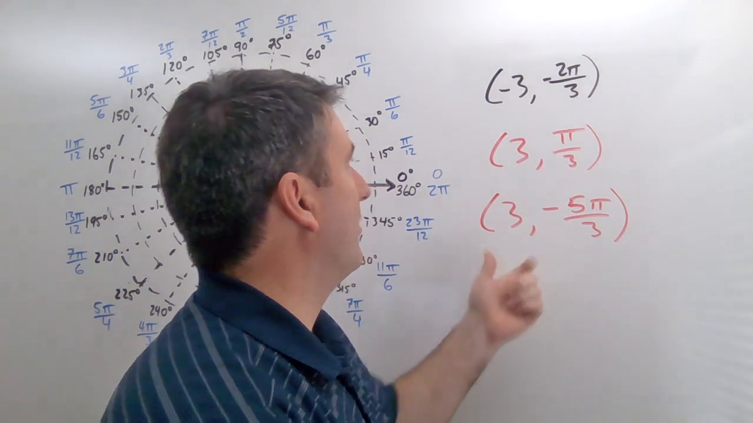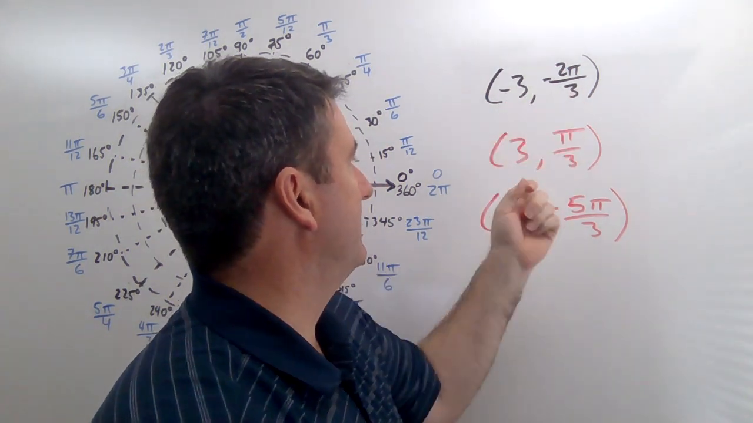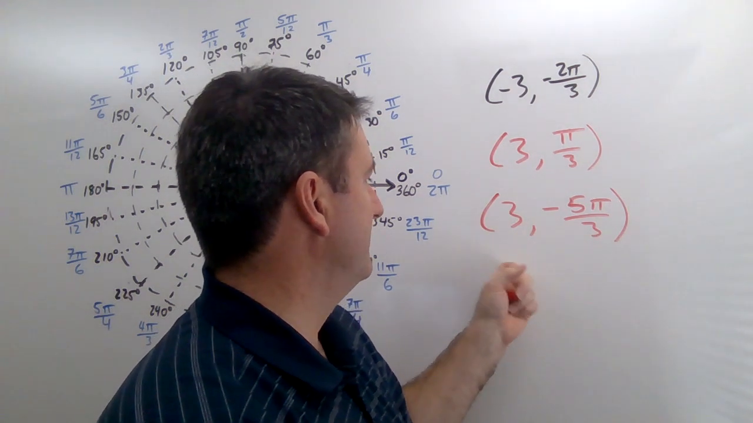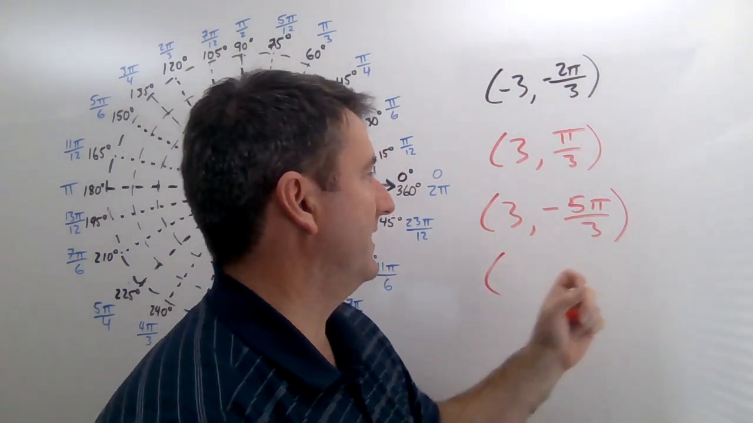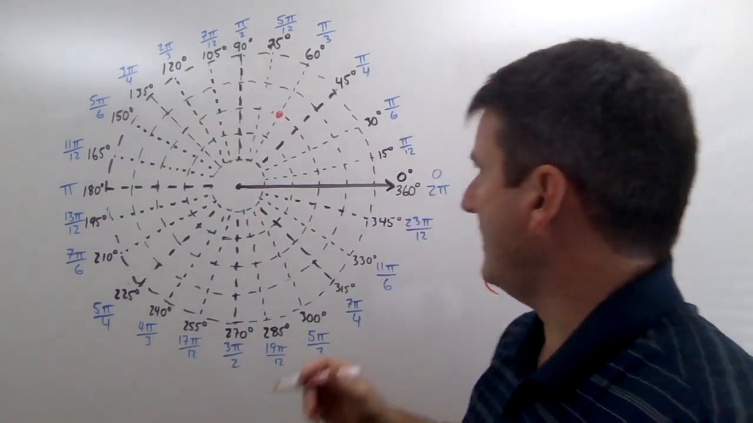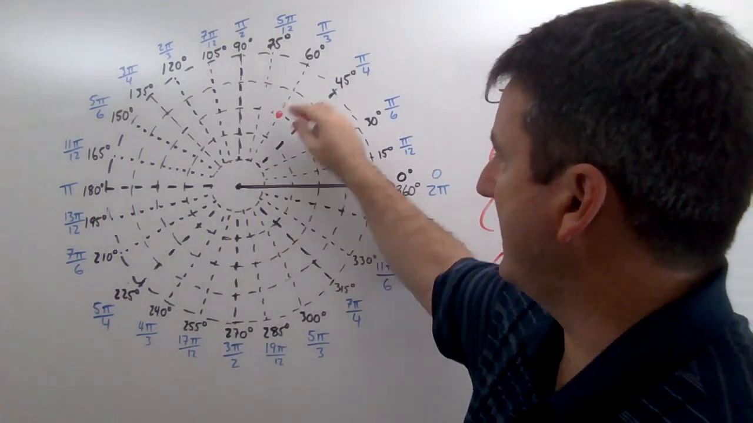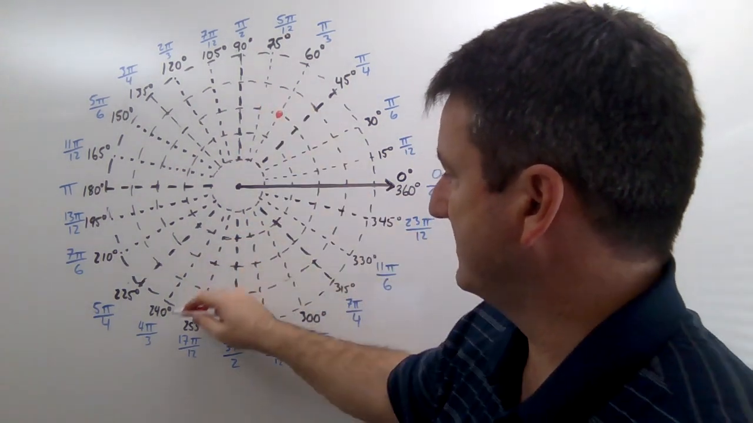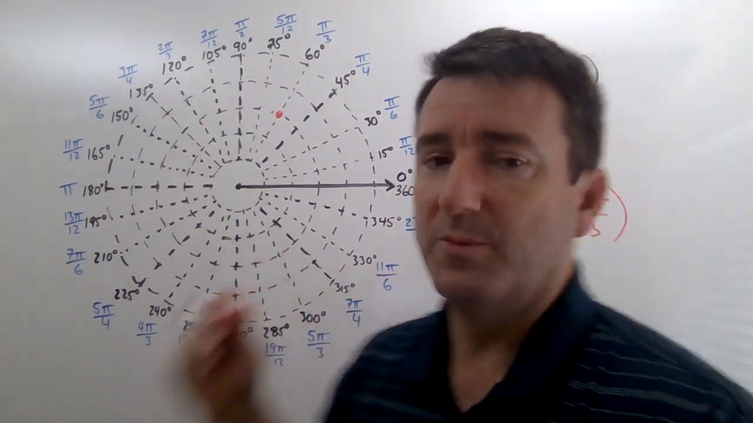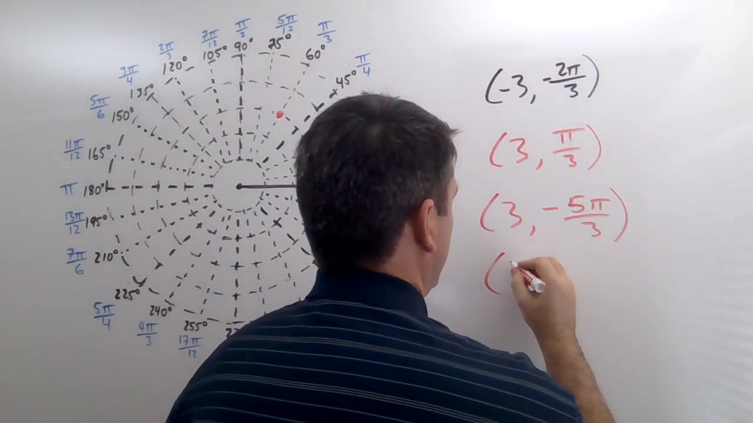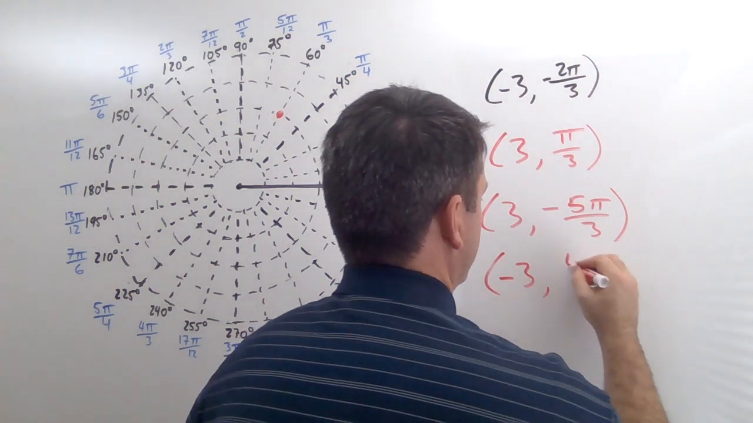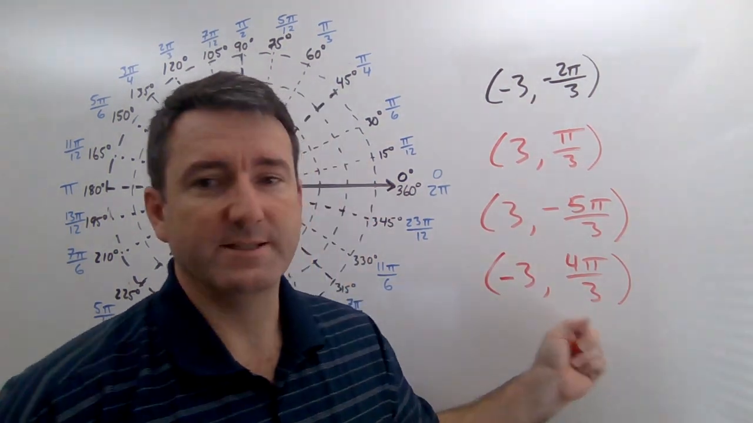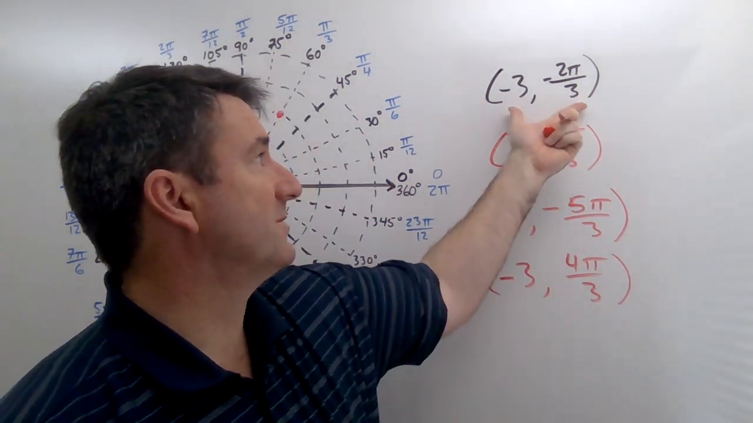And let's do one more way. We've written it with negative, negative. We've got positive, positive, and positive, negative. And let's do one with a -3 and then a positive angle. So if we're going -3, we've got to be looking at this angle here. That positive angle, as I mentioned before, is 4 pi over 3. So we could write this as -3 and then positive 4 pi over 3. So these are 3 different ways that we could represent this point.